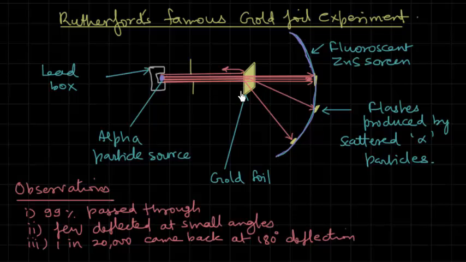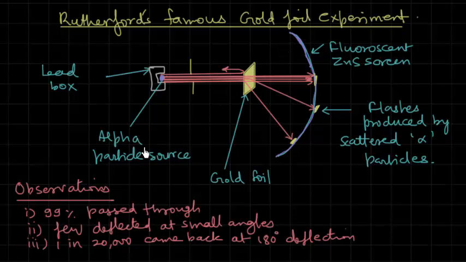It was observed that most of the alpha particles went straight through the gold foil, and most of the flashes were observed at this part. Few alpha particles scattered and deflected, and therefore the flashes were observed at some distance away from the center as well. A very few, the least number, in fact, 1 in 20,000, took an actual U-turn. They deflected by an angle of 180 degrees.